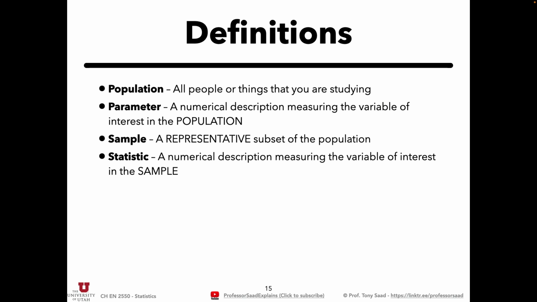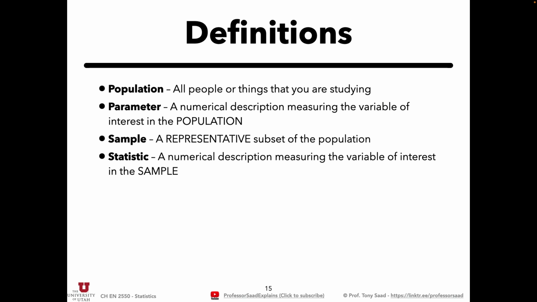A statistic, so now compare sample to population, and compare a statistic to a parameter. A statistic measures the same variable of interest, but for a sample. So when you say the average height of students in the College of Engineering, that's a parameter, where the population is the College of Engineering students, versus the average height of students sampled from the different departments in the College of Engineering, like we sample 100 students versus the 5,000 students in the College of Engineering. The height of the 100 students in the sample is called a statistic. Okay?